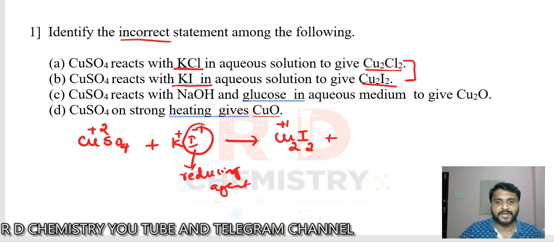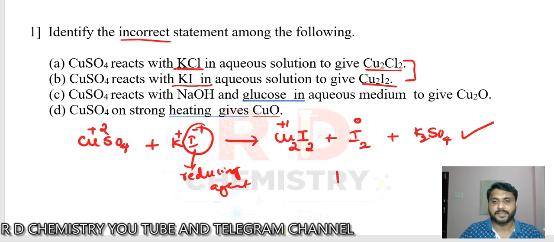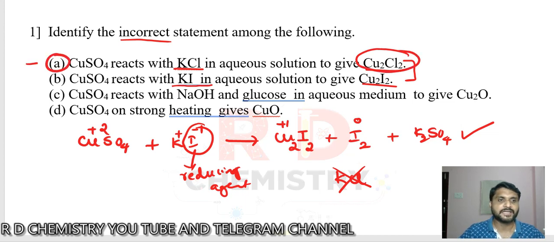And iodide is also oxidized to give the iodine molecule, whose oxidation number is 0, and the sulfate is in the form of potassium sulfate. This reaction is feasible. But if you take potassium chloride, that reaction is not possible. We are not going to get cuprous chloride. So therefore, this statement is the incorrect statement, and that is the answer for this question.